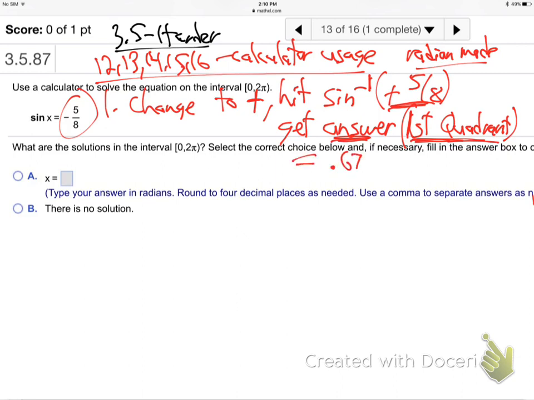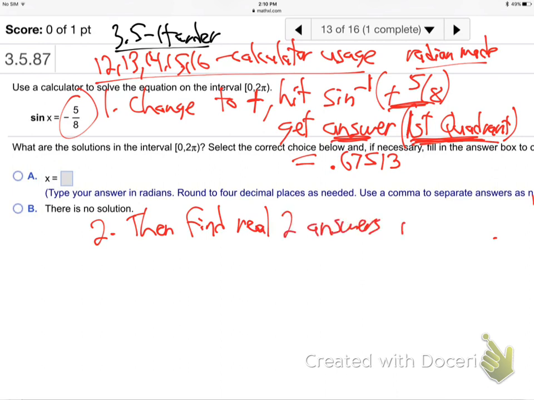And I get 0.6, how many places do they want? 4 places. 0.675, well, I'll give one more place. I'll give 5 places: 0.67513. That's the answer. Now, that's not the real answer because I changed it to positive 5/8. That's the first quadrant answer. Then, find the real two answers in the correct two quadrants.